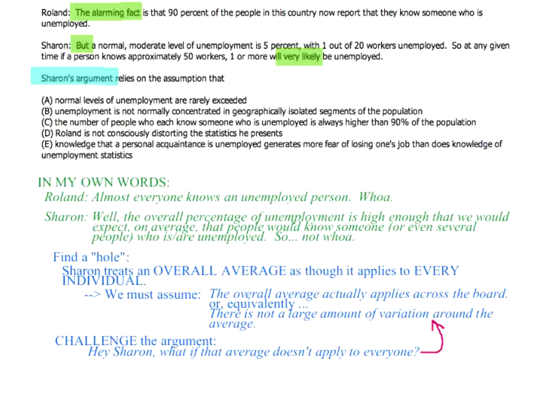Finally, if it comes down to it, you can use the reversal method here. So if we take choice B and we reverse it, right now it says unemployment is not, and it's very nice to have that word not in there like that, unemployment is not normally concentrated in geographically isolated segments. So if you reverse this, we get unemployment is normally concentrated in some very specific places.